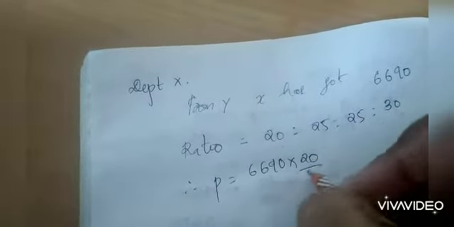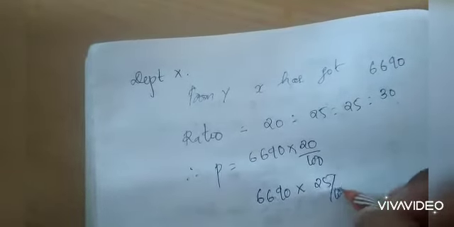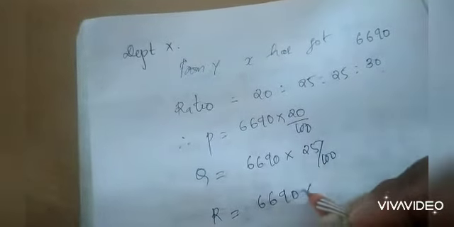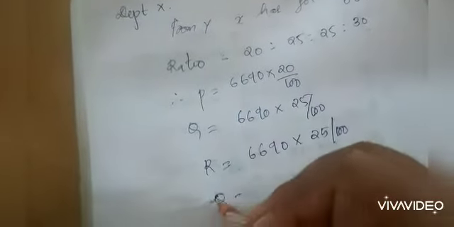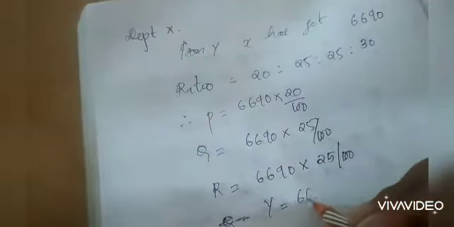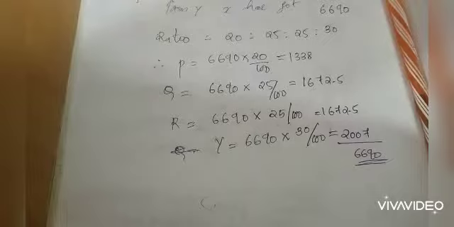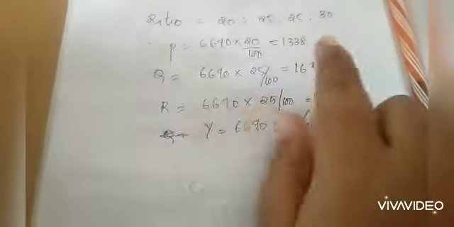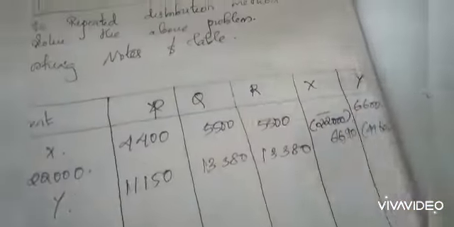So in order to calculate the P value, 6,690 into 20 by 100. To calculate the value of Q, 6,690 into 25 by 100. To calculate the value of R, 6,690 into 25 by 100. In order to calculate the value of Y, 6,690 into 30 by 100. When we are apportioning the value of X, we have to allocate the last value to Y. And then we have to write all these values to the table. And if we are adding all these values, we will get the same value that we have apportioned.